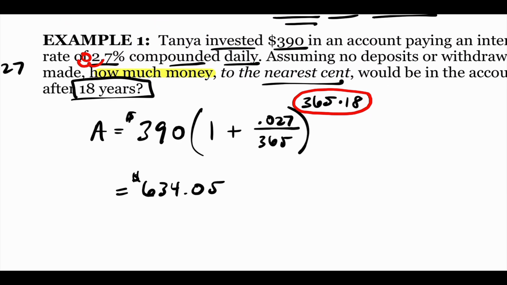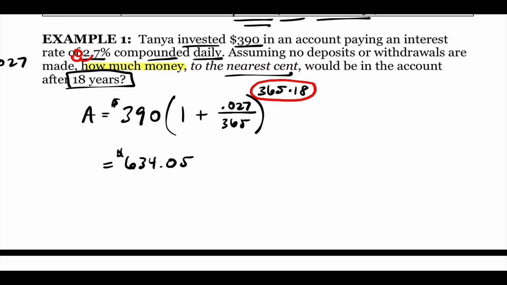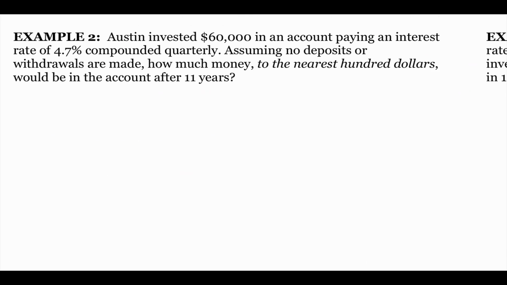Okay, a lot of people look at that money and say, oh, that's not that much money. Well, she didn't do anything. It's not like she put more money into the account. She literally left it, and for no reason at all, it went up almost $300, $250, right? So that's how interest works, right? The more money you put in, the more your interest is going to be. $390 at 2.7 is not a lot. But the next one, $60,000 at 4.7, it's going to be a little bit more. Okay?